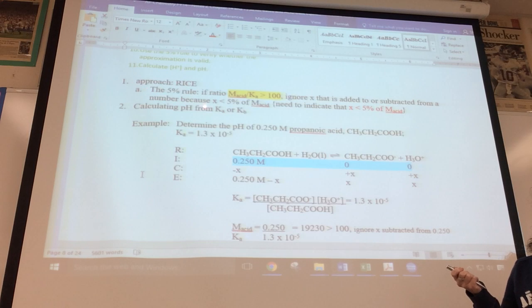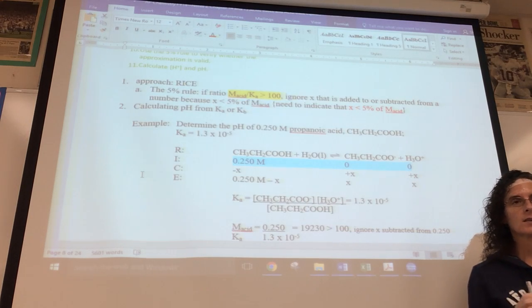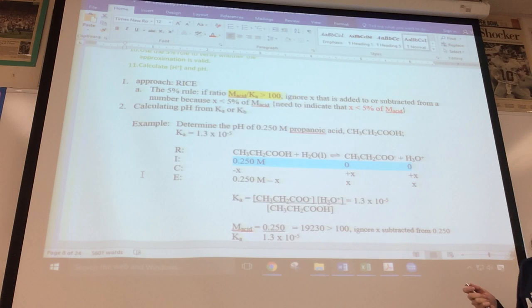One thing we want to check right away, and it's always going to work, is the 5% rule. It says if the ratio of molarity of acid over the Ka, which will be given, is greater than 100, you can ignore the x that's added to or subtracted from the number, because x is going to be so small, it's going to be less than 5% of the molarity of the acid, that you can do the problem without it and get the same answer. You do need to indicate that x is less than 5% of the molarity of the acid, and I'll show you what I mean here. You can calculate the pH from a concentration initially and from a Ka or Kb.